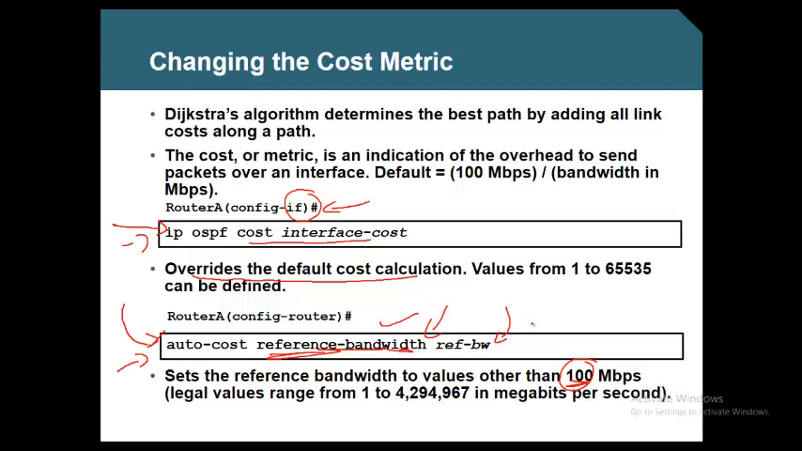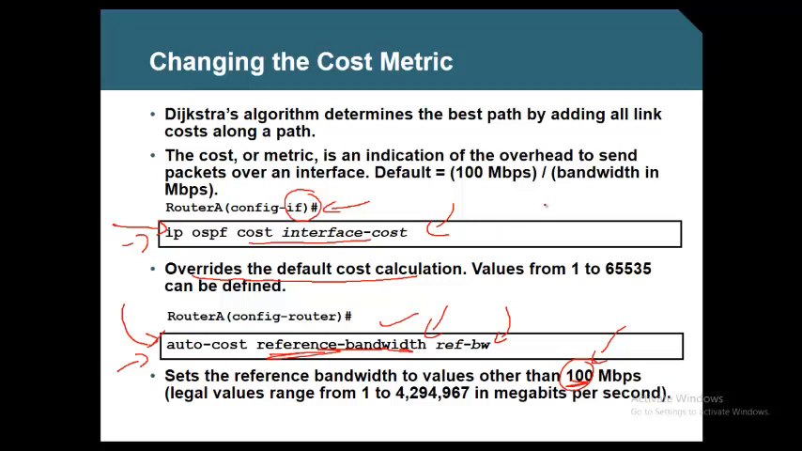So that's it. It's easy. If you want to change the numerator value from 100 to 1000 so that SPF can differentiate Ethernet, gig Ethernet, fast Ethernet, you can do so. You can also give cost manually on every link in the path. That will get more precedence than the auto cost.